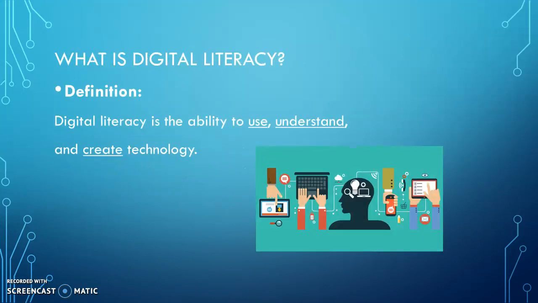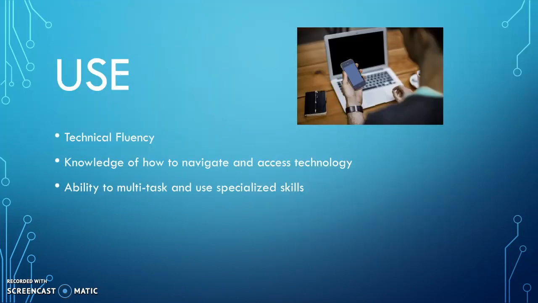So first off, let's start off with what is digital literacy. The definition of digital literacy is that it is the ability to use, understand, and create technology. So we have 3 main points in this definition that we're going to cover: using technology, understanding technology, and creating technology. So first off, let's talk about how we use technology.